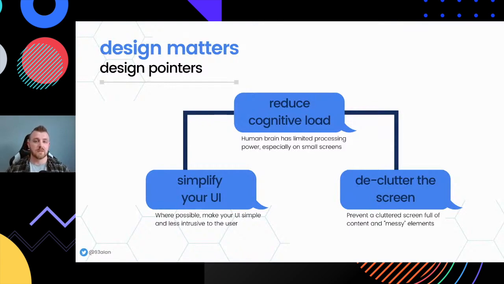You should also aim to declutter the screen as well. Clarity is one of the most important characteristics of mobile apps, but clutter is clarity's worst enemy. So aim to prevent a cluttered screen and get rid of messy elements, walls of text, and lots of inputs.